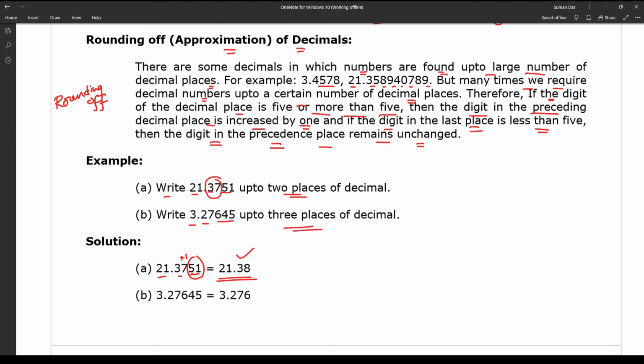Suppose 3.27645 up to 3 places of decimal, that means up to the third digit after the decimal point. So 276. Now check the fourth digit, that is 4, less than 5. So we are not changing the digit 6, it remains unchanged. So the result is 3.276. This is written with the sign for nearly equal to.